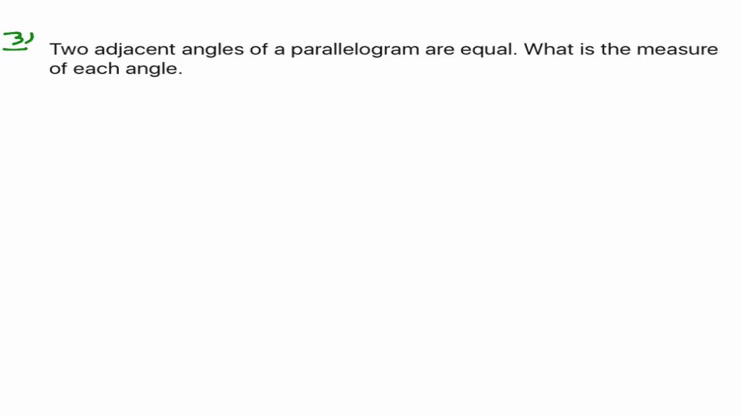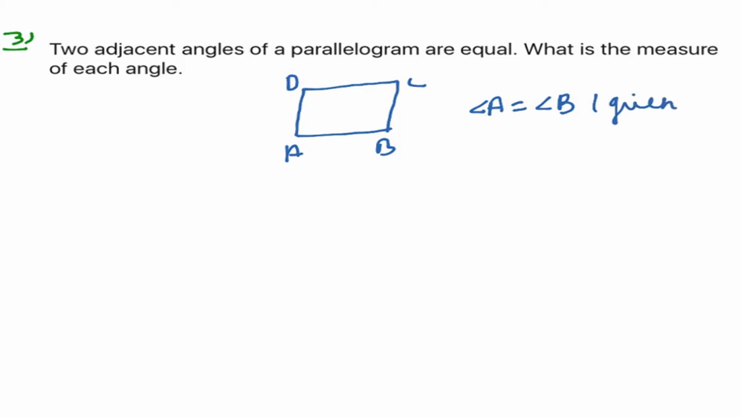Next question: we know two adjacent angles of a parallelogram are equal, and we have to find the measure of each angle. Now for this, we have a parallelogram ABCD and they have given two adjacent angles. Let angle A be equal to angle B, as angle A and angle B are adjacent and they have given that two adjacent angles are equal. So we can say angle A equals angle B, as given in the question.